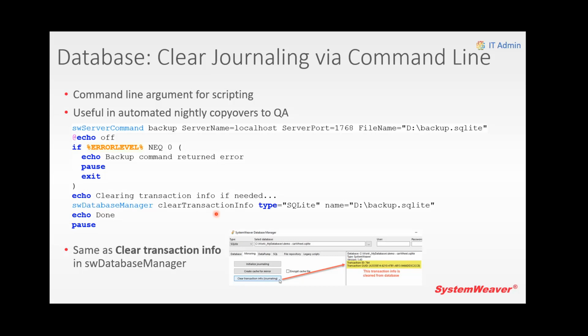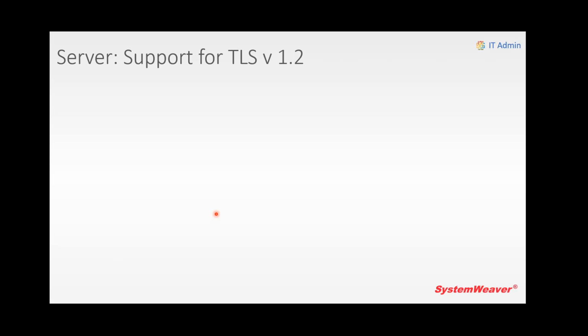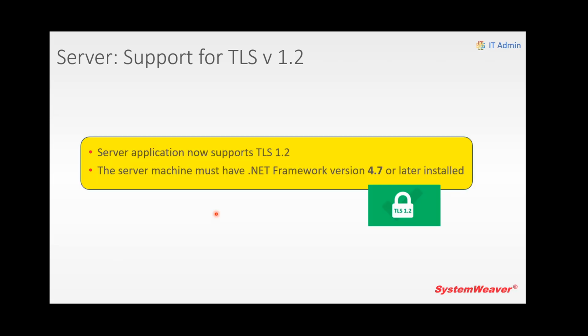And we updated our server application, and there's now support for TLS version 1.2. Previously, the server was hard-coded to use 1.0. But this is a breaking change because the server machine now must have .NET Framework version 4.7 or later installed. Previously, it was 4.6. Now we're going to move on to users.